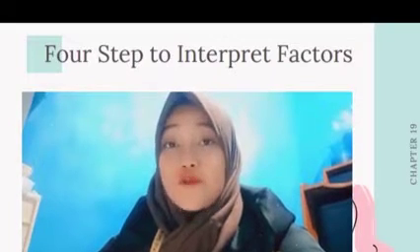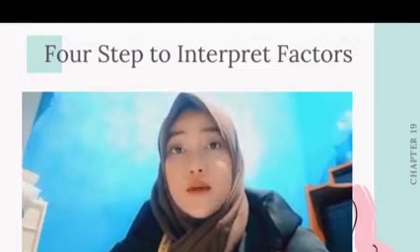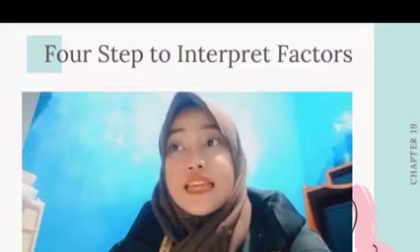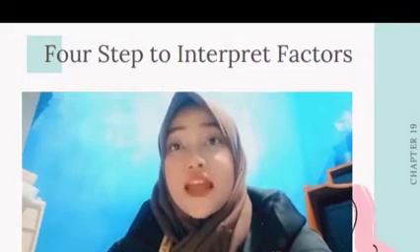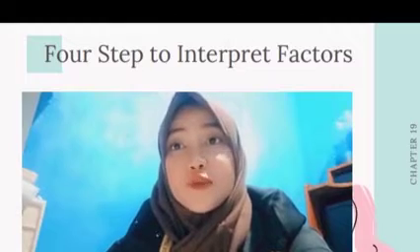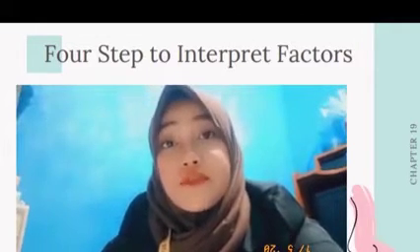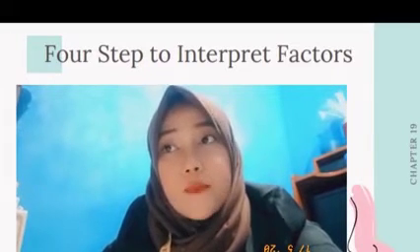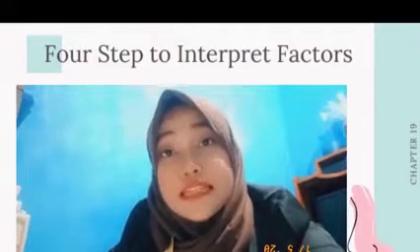At least there are four ways to interpret the factors. First, use the total variance explained table to determine how many factors can be formed. The second, after knowing the maximum number of factors that can be formed, determine each variable to be grouped by the factor loading method. The third, rotate the matrix using the component matrix table. And the final step is to determine the factor by looking at the component transformation matrix table.